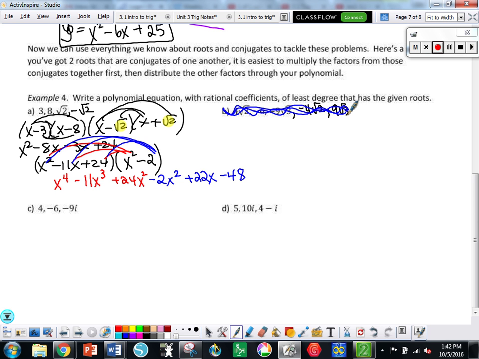Okay, simplify. What do we have? Y equals x to the 4th minus 11x cubed plus 22x squared plus 22x minus 48.